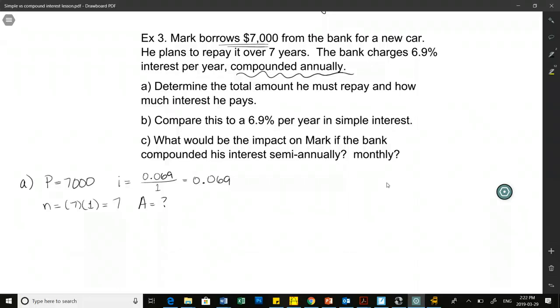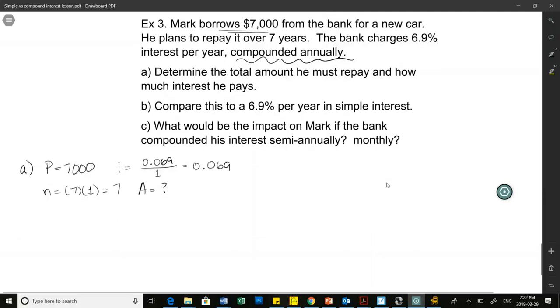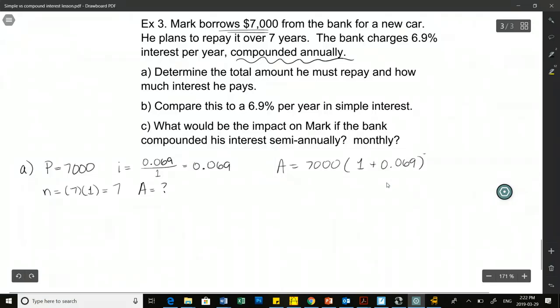Is the one always underneath? It depends on how often we compound. So you're going to see in this example that we are going to change the i once we change how often it's compounded. And I would multiply my n by 365 as well if it were daily. Okay, so we're going to plug in here. We'll get 7,000 times 1 plus 0.069 to the exponent 7.